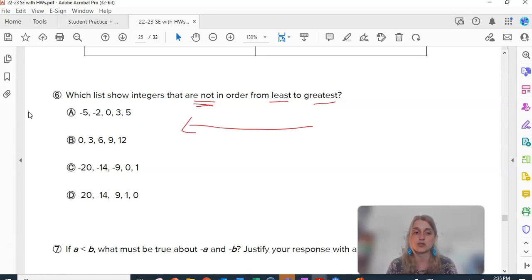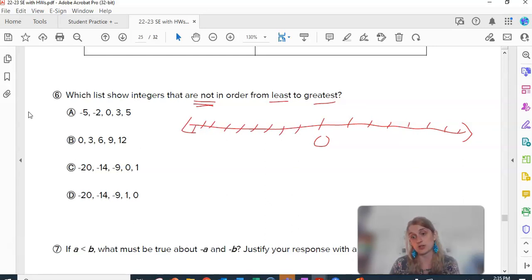Remember that if you need to sketch yourself a number line to help you, you can. 0's in the middle. 1, 2, 3, 4, 5, 6, 7, however far you need to go. And then make sure that you're reading them in this direction. None of this jumping around. First I picked this number, then I picked this number, then I picked this number. That would not be the right answer. That would actually be the right answer because it's not in order.